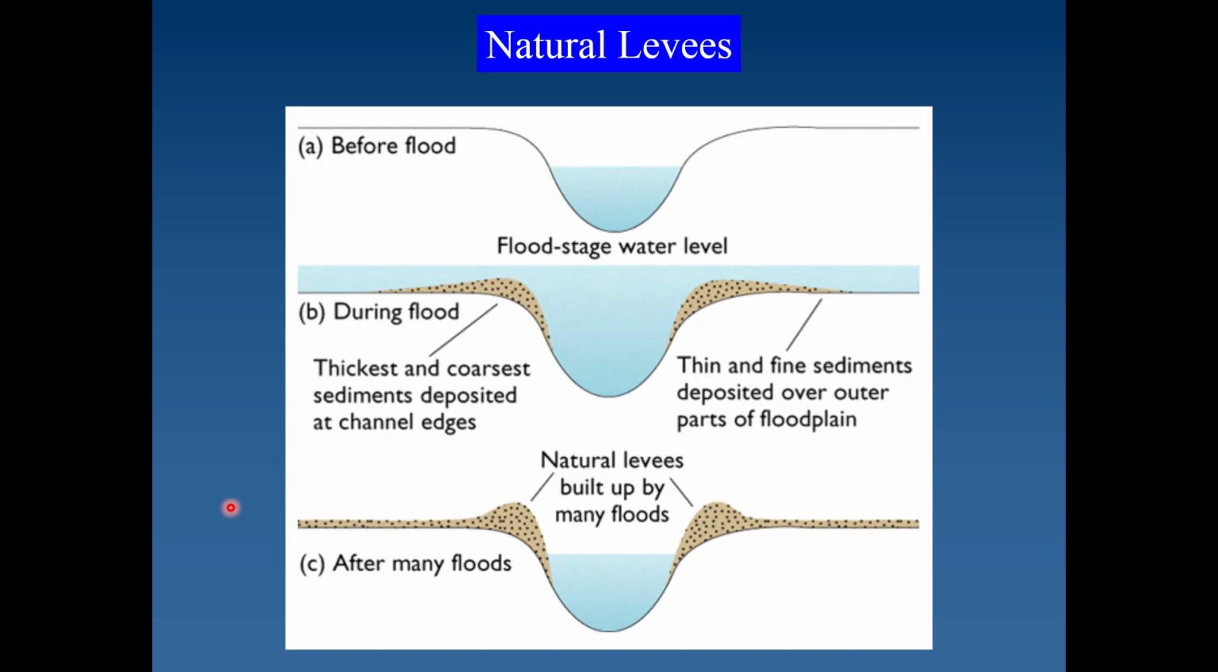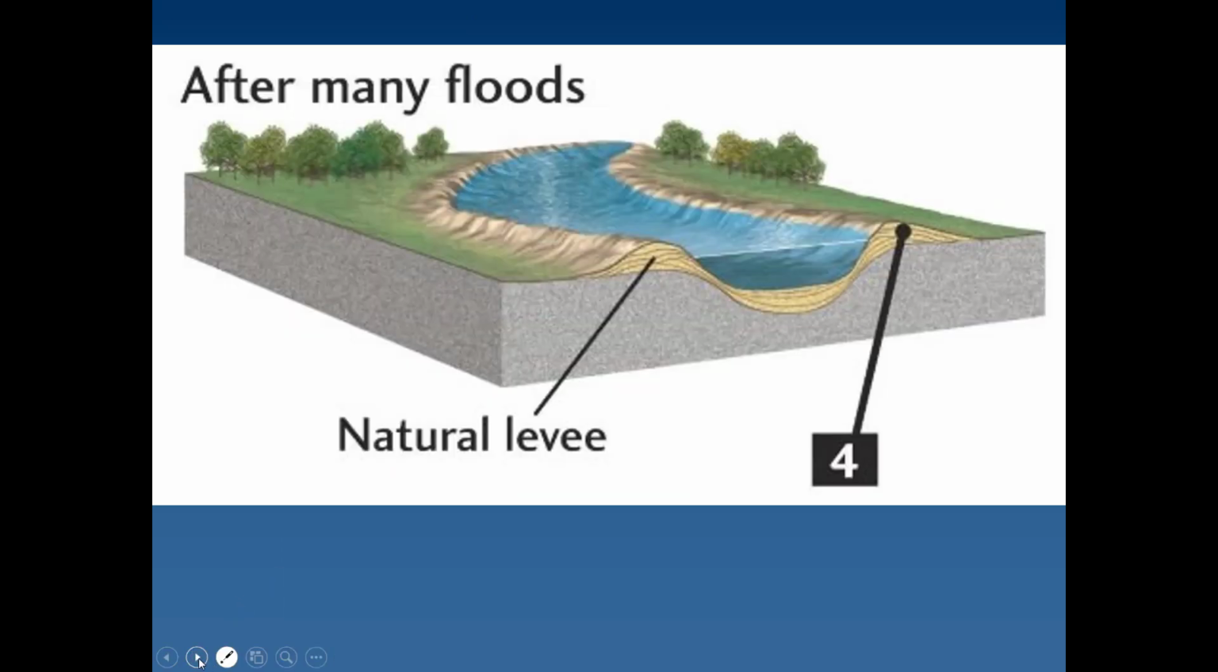Here's another diagram of the same thing. You have the flood stage or bank full discharge. This color should actually be all the way up to here. This would be bank full, and then after bank full discharge, you get to flood stage. And as this flooding occurs over time, natural levees get built up. Here's another kind of nice diagram about that.